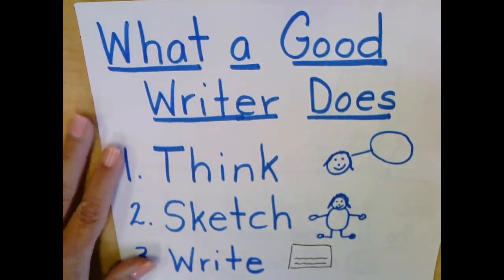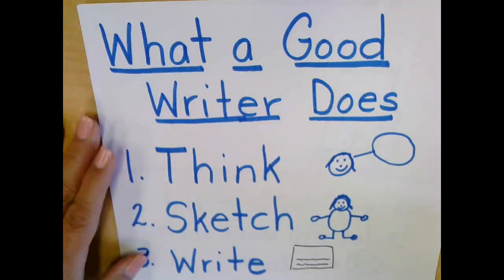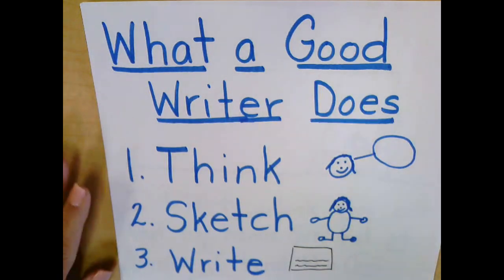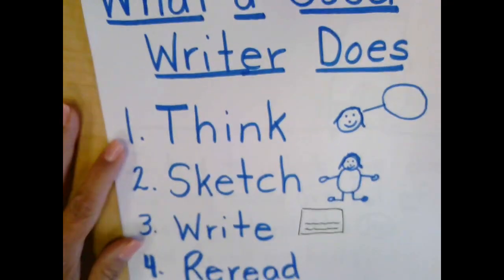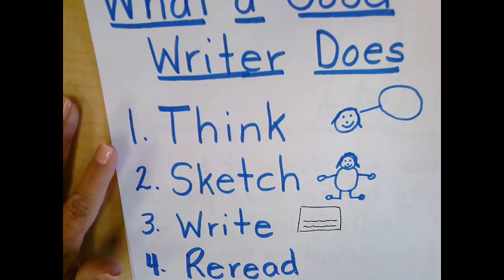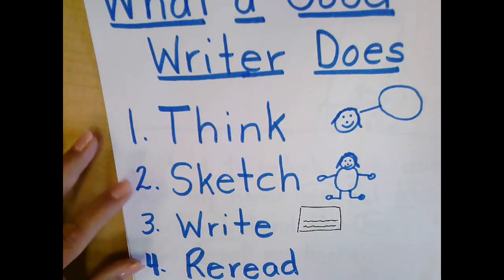Boys and girls, we're going to continue with our writing today. I love how some of you have been sending me pictures of your writing, and what a great job you've been doing. Let's review what a good writer does. First of all, they think about what they're going to write. They have to come up with their idea about what they're going to write about. Usually it's something that's happened to them.